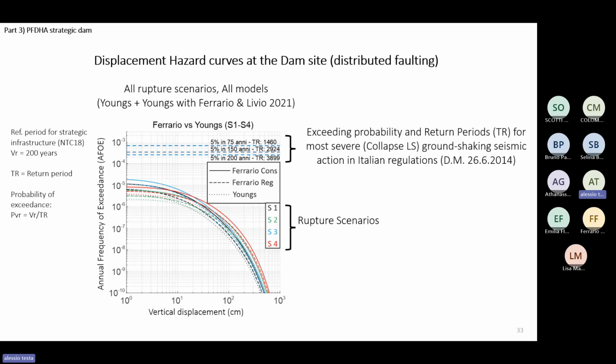I put here some reference exceeding probabilities, which are actually the references used for ground shaking in the Italian regulations, because we don't have in Italy any information about reference return period for surface faulting hazard. As you can see, all the curves are below these references used for ground motion.